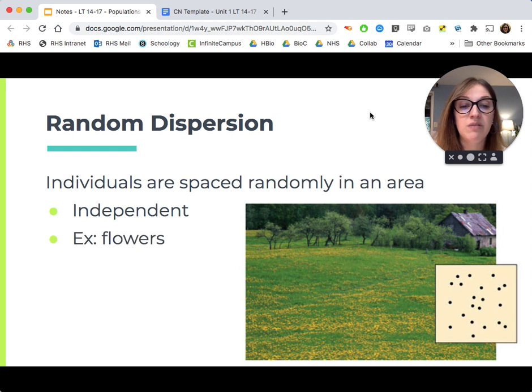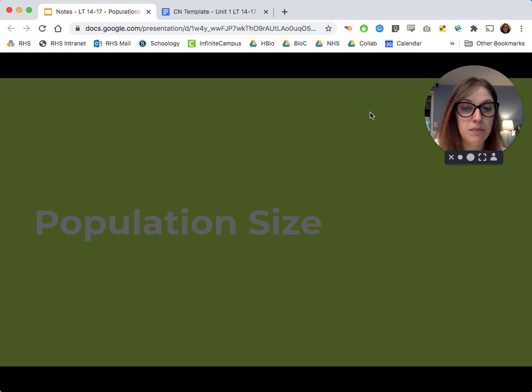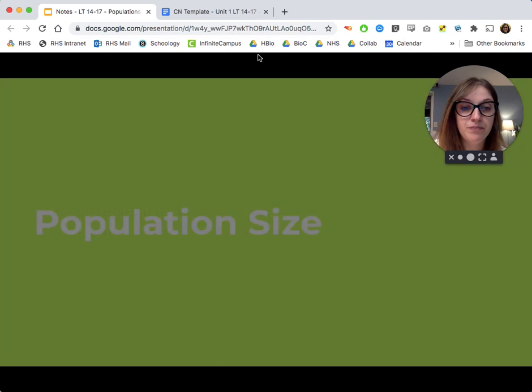And so examples of this would be dandelions or any type of plant that especially reproduces by seed or pollen. This is an example of where plants will disperse their seeds and they will land randomly. So that's a great example. Make sure you draw that picture, please.